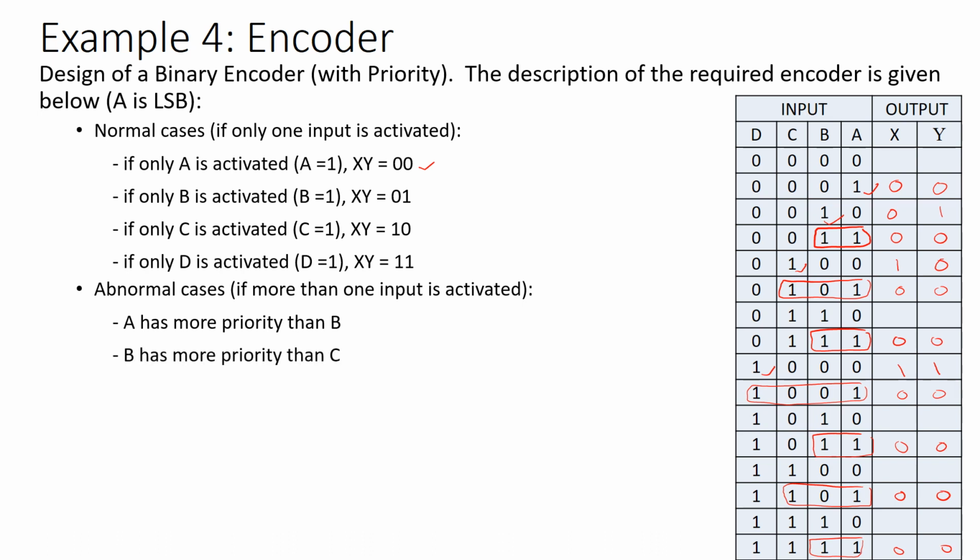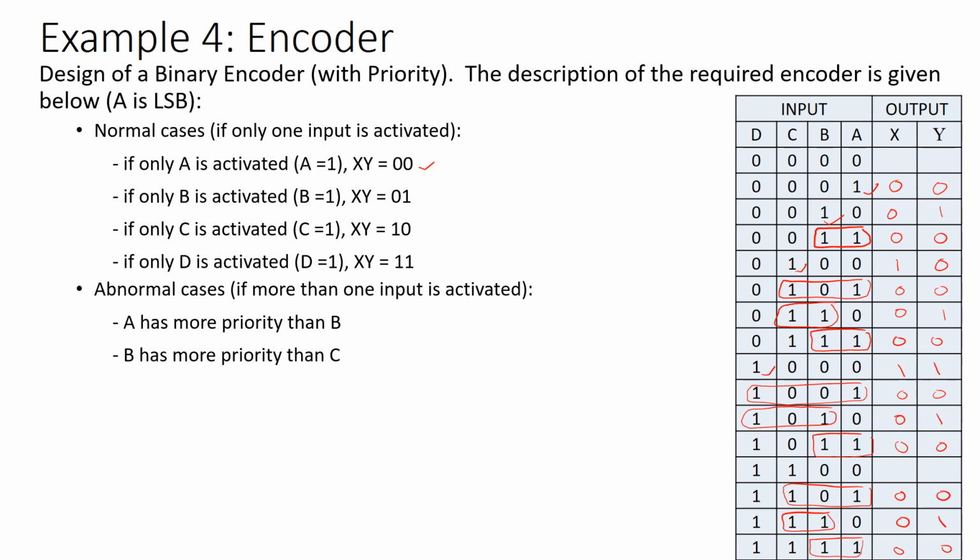B has more priority than C, so let's look at where B and C are activated at the same time. That means B will be prioritized, XY will be 0, 1. And let's look at another one where B is prioritized. So B and D, of course, B is going to be prioritized. So it will be 0, 1. And in this case, B and C is also here. So this will also be 0, 1.